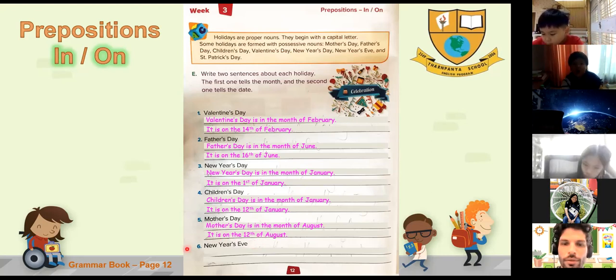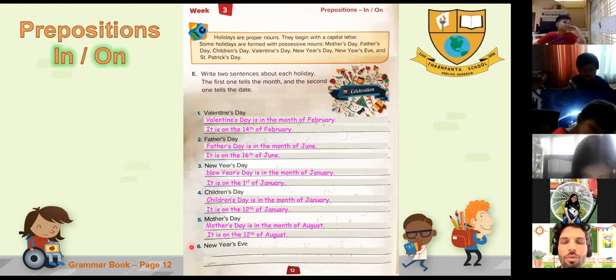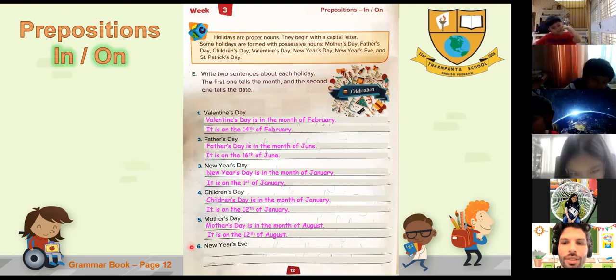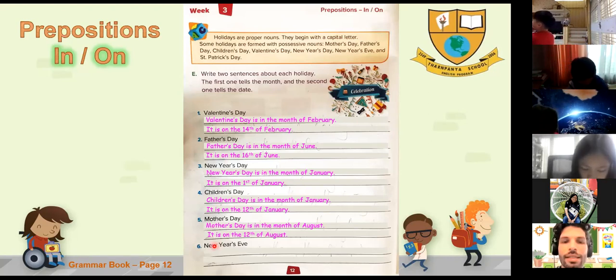Teacher, what is New Year's Eve? New Year's Eve means the day before New Year. What's the day before New Year? Yeah, New Year's Eve. When does this happen? If this is the day before New Year, when does New Year's Eve happen?